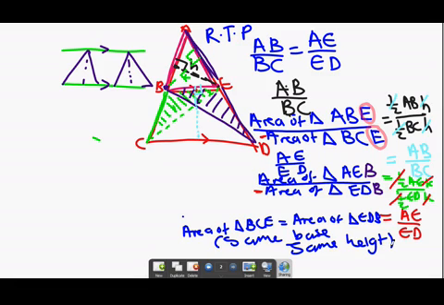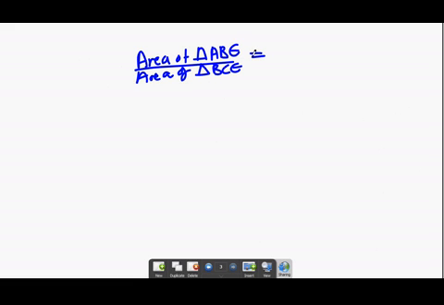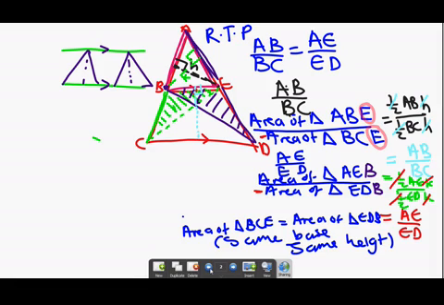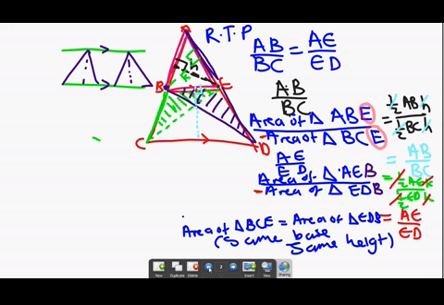Our final conclusion will be the area of triangle ABE over the area of triangle, let's just go back to check, BCE, is equal to the area of this one here, area of AEB, over the area of the last one, EDB.